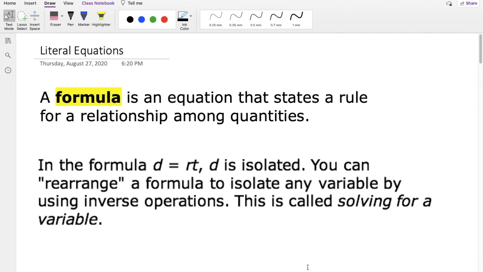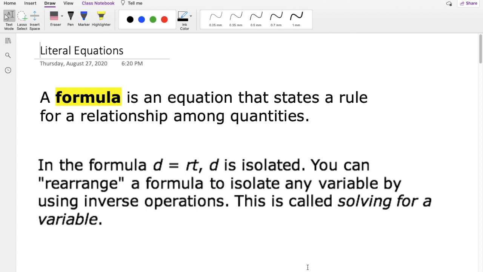In this video, we are going to be doing what's called solving for a variable when we have a formula. A formula is just an equation that states a rule for a relationship among quantities. An example of this would be d equals r times t. This is the formula for distance, and it equals the rate times time. Rate being how fast you were going, time being how long you were doing that speed. So if you multiply those two things together, you get how far you went.